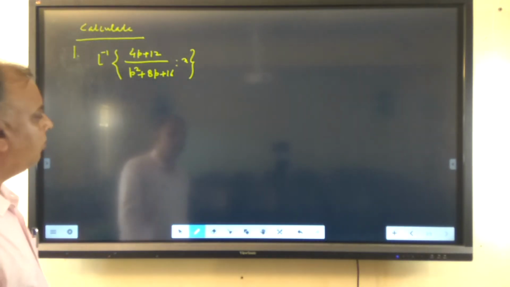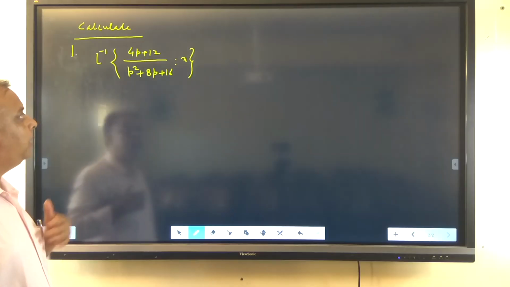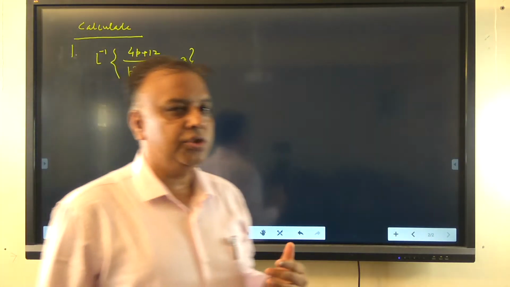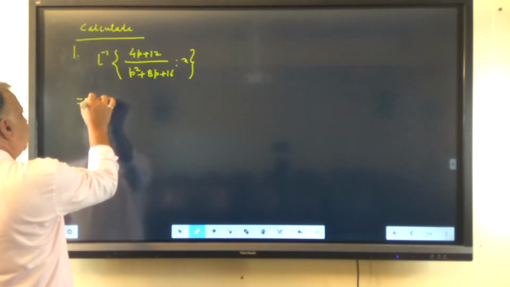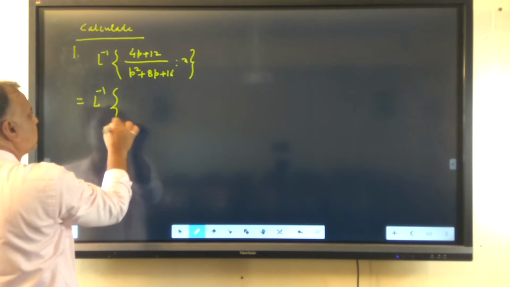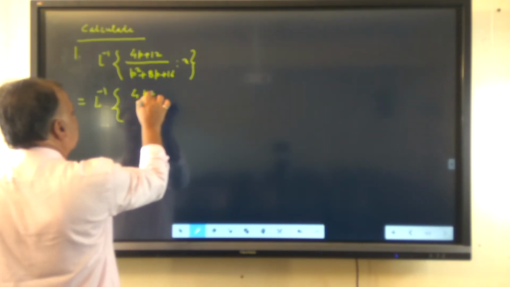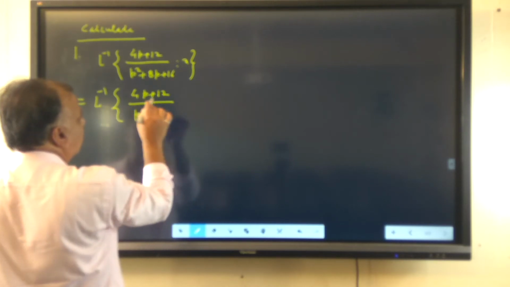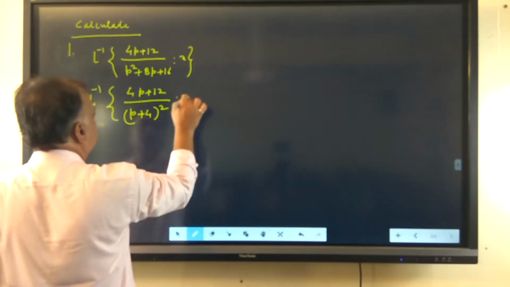So we have to calculate the inverse Laplace transformation of a function F(p), which is given by (4p plus 12) upon (p square plus 8p plus 16). Now we can write this as the inverse Laplace transformation of (4p plus 12) upon (p plus 4) whole square with respect to x.